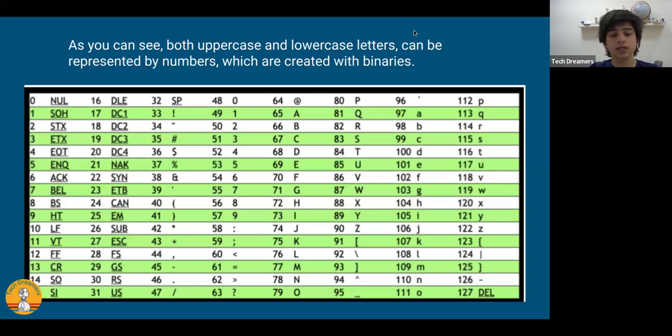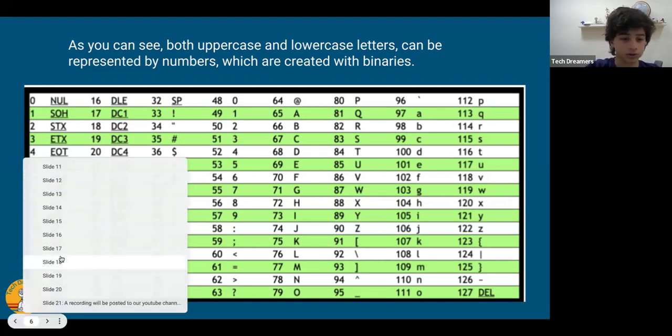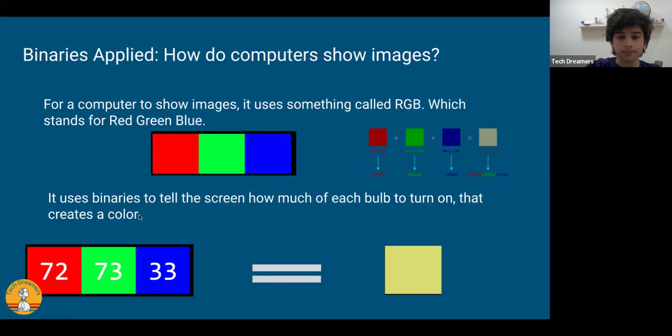So let's say you're texting and you use an emoji, and the color of a yellow face when you make an emoji. How do you represent that color? This is what I will explain now. So, showing images or showing color, it uses a system called RGB, which stands for red, green, blue. And it uses binaries to decide on a certain value of each color. And when those are mixed together, it makes your final color.